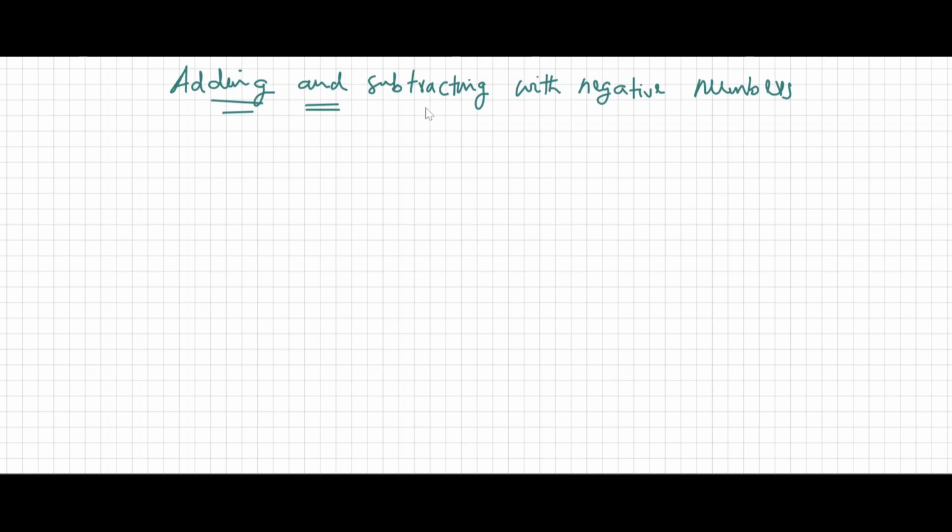Today our topic will be adding and subtracting with negative numbers. Let's first write the heading. Adding and subtracting with negative numbers. So that's the heading.